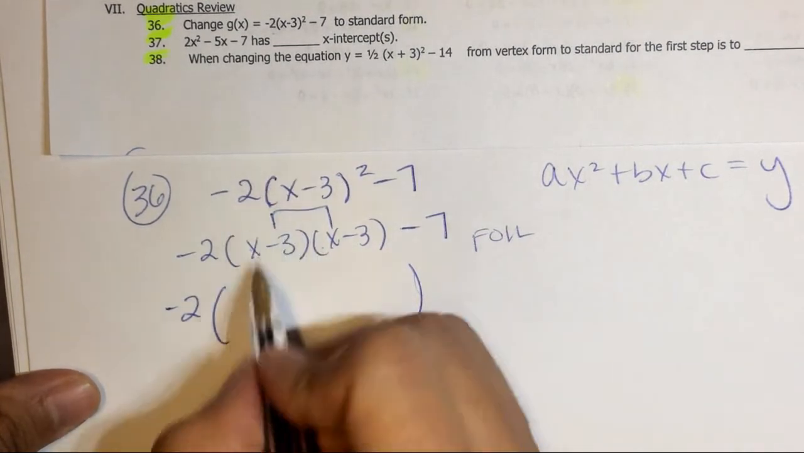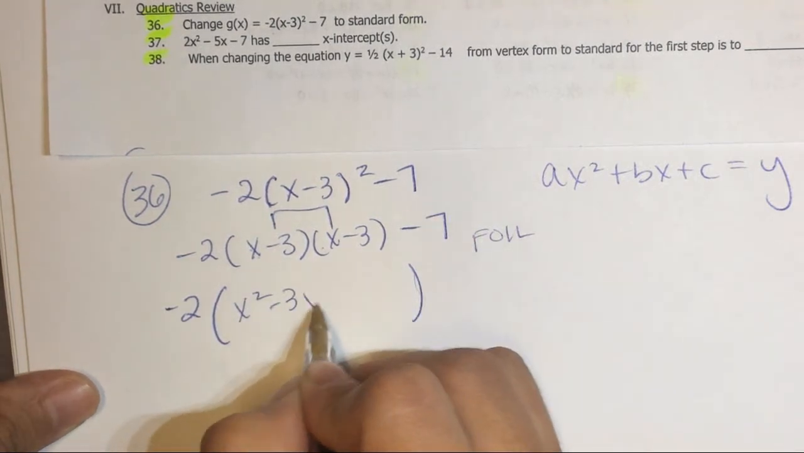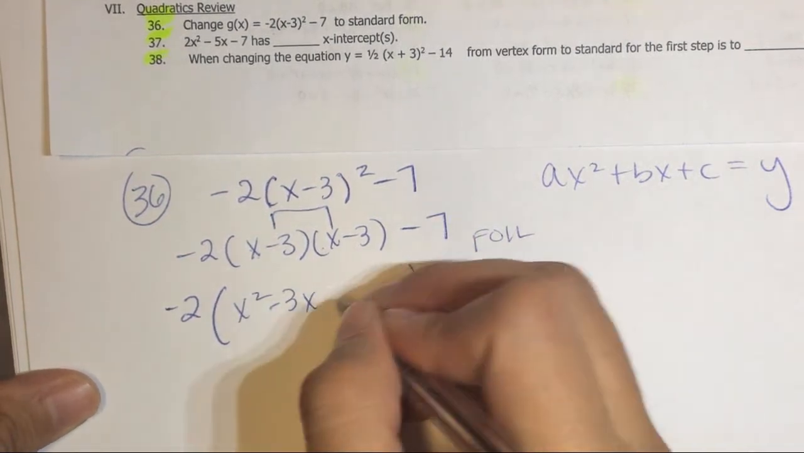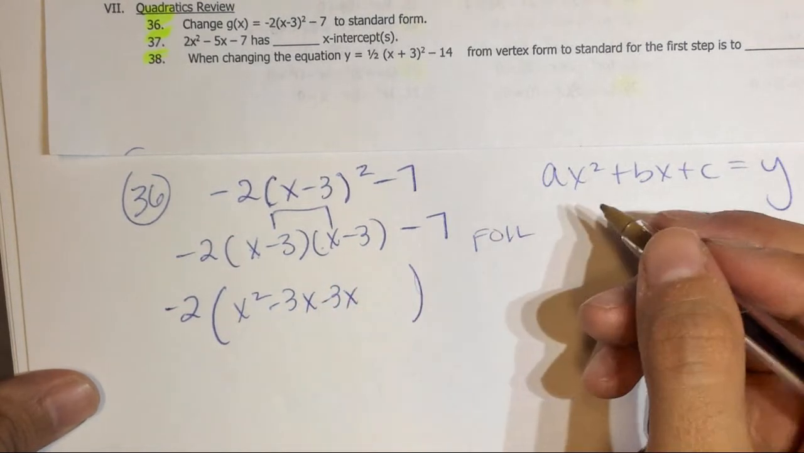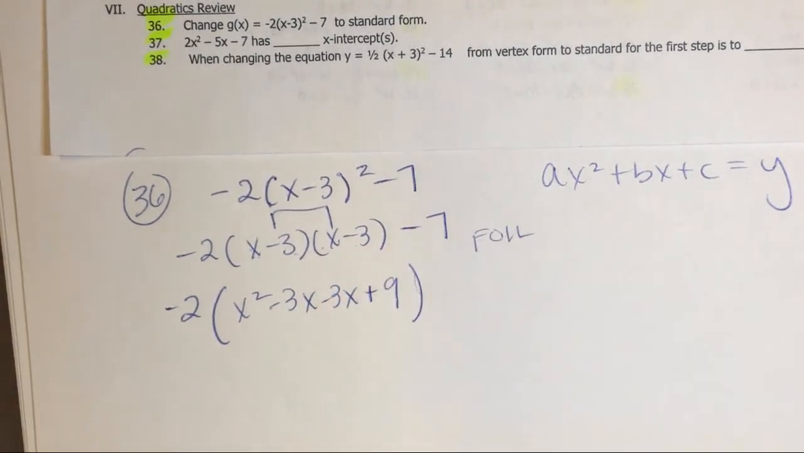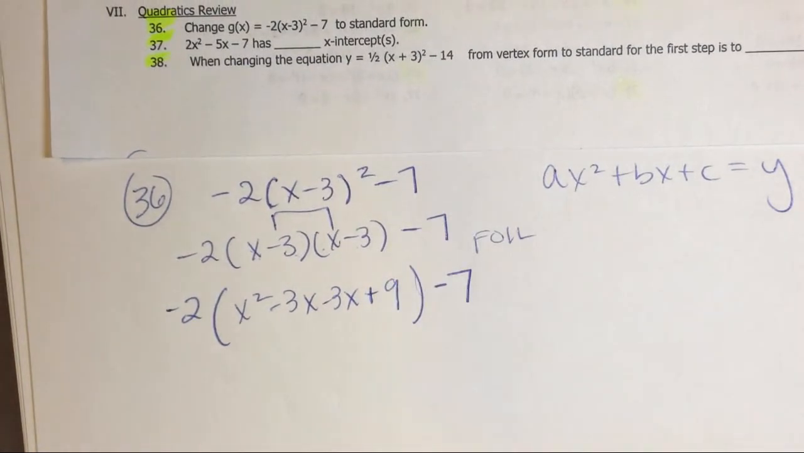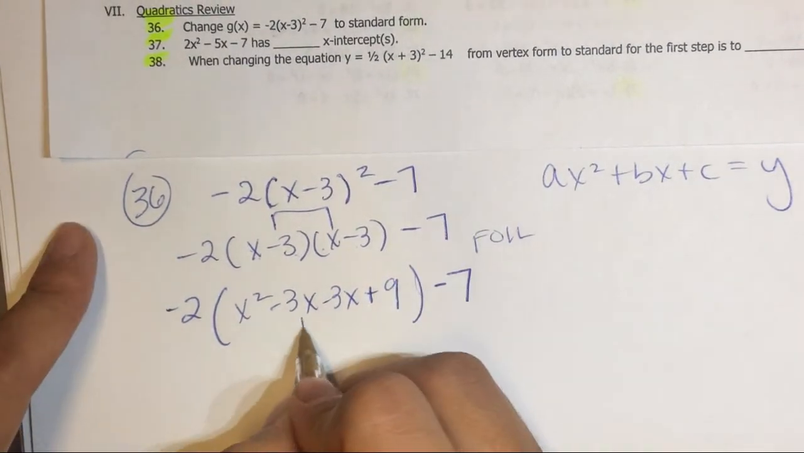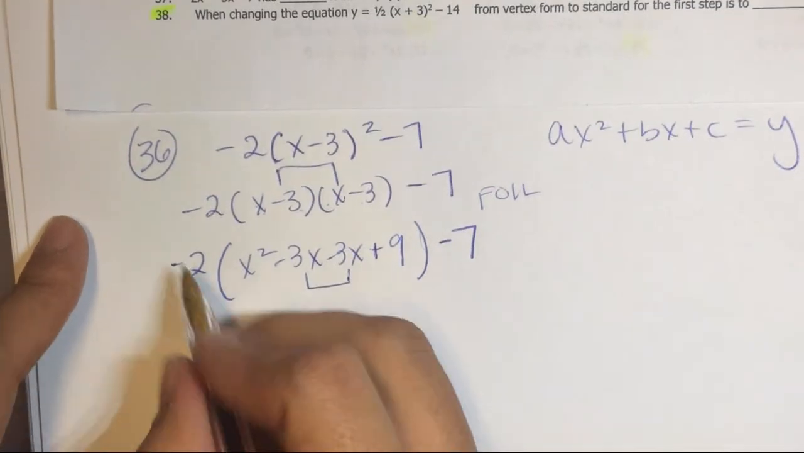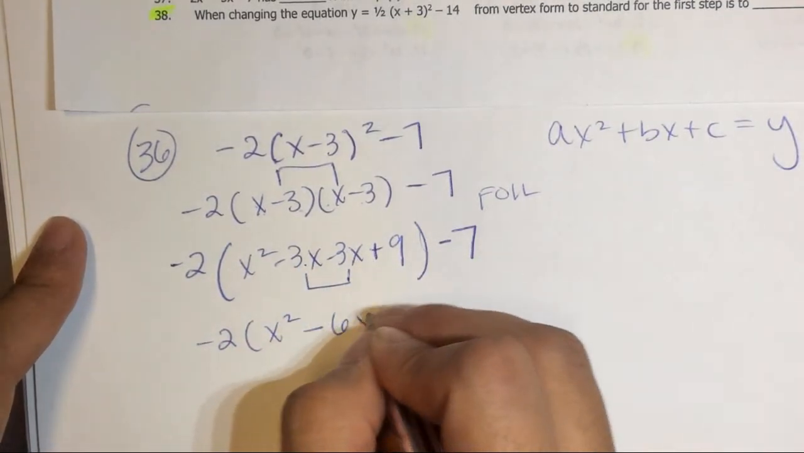X times x is x squared. Outer you get negative 3x. Inner you get negative 3x. And then last, negative 3 times negative 3 is a positive 9. And then bring down the negative 7. So I'm going to smush these two guys right here. Negative 3x and negative 3x is negative 6x.